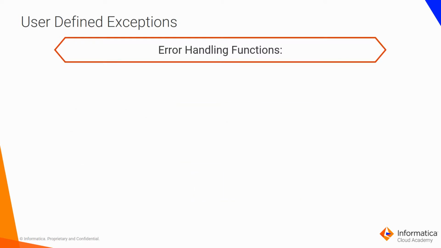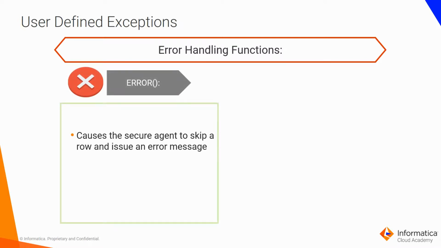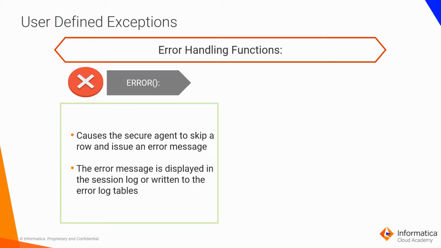You can use two functions provided by Informatica Cloud Services to define user-defined exception capture logic. Error. This function causes Informatica Cloud Service to skip a row and issue an error message. This message will be defined by the end user. The error message displays in the session log or is written to the error log tables, based on the error logging type configuration in the session.